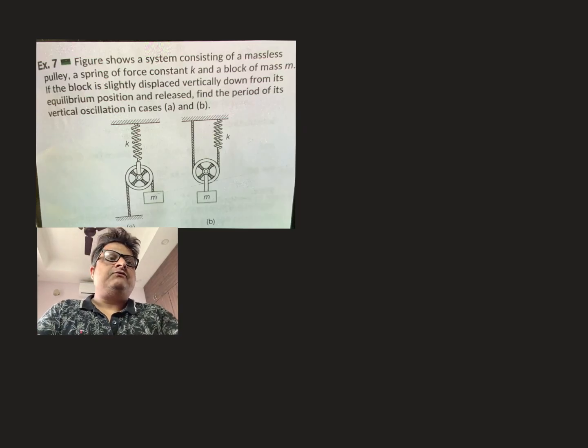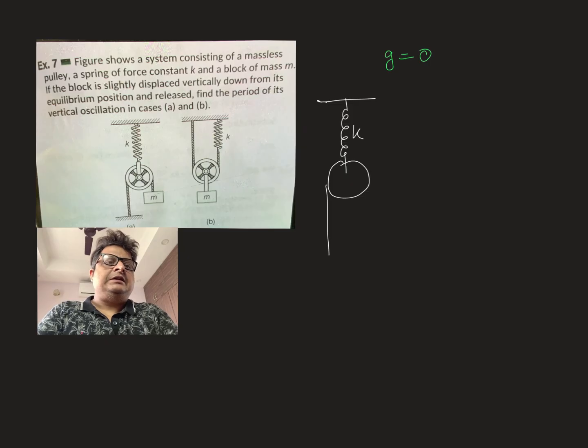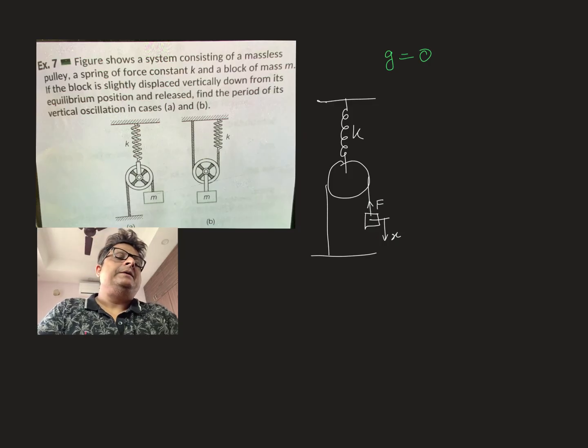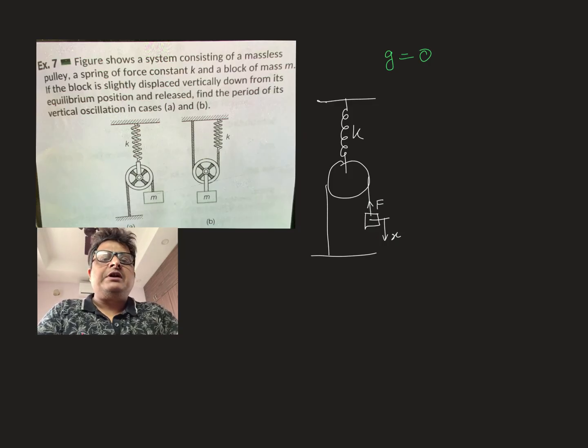So for this, first of all, I'll put g equal to 0. And then first, let us look at the first question. This force constant is k, and this is it, and this. Now, if you pull it down by x, the extra force is F.